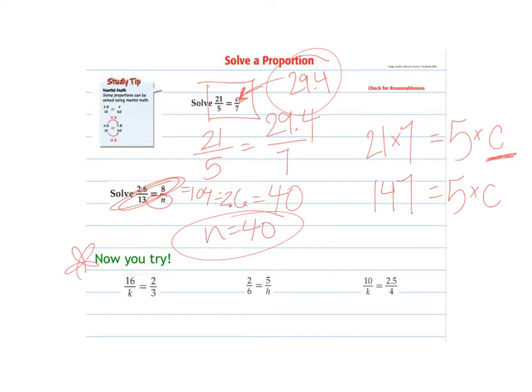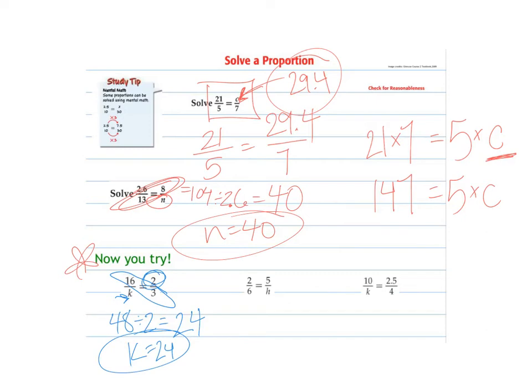All right, now that you have tried them, we are going to work through them together. So right away, I see 16 and 3 as my numbers, and I'm solving for K here. So I'm going to do 16 times 3, which is 48, and then I'm going to divide by 2 right here, and I'm going to get 24. So K is equal to 24. Boom, that is my answer for the first one.